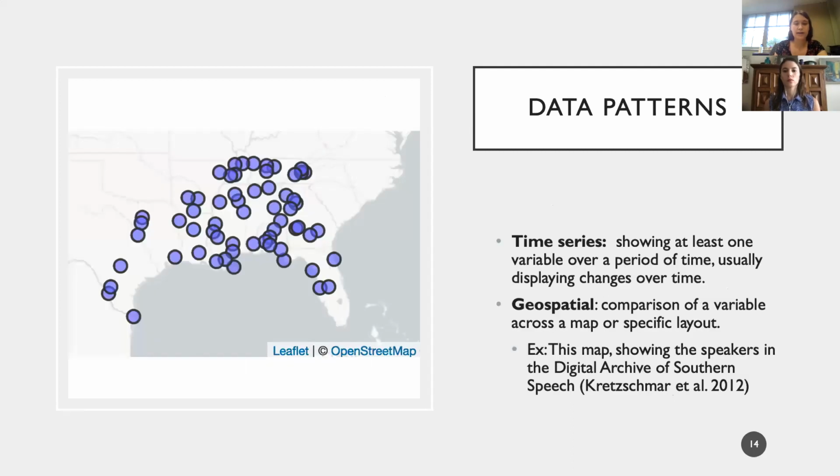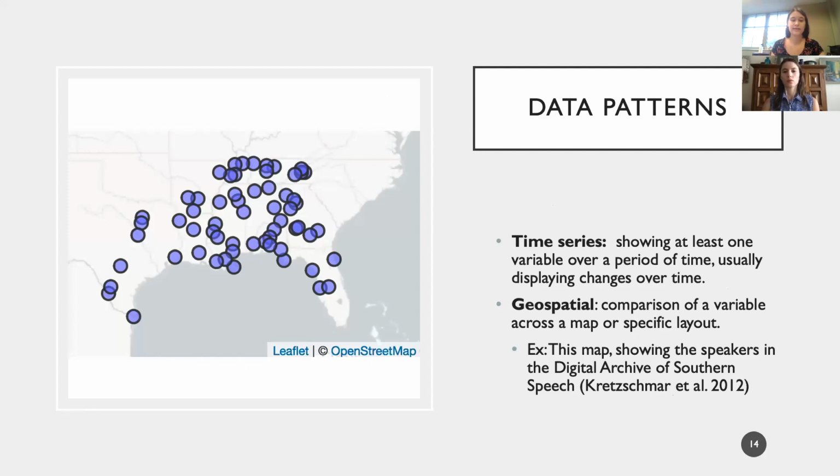You could also be tracking data over time, in which case you might want to use a scatter plot or a line graph. And then finally, you might be working with geospatial or mapping data, where you're looking at how a variable differs geographically and would want to see your data plotted on a map. And the one we have here is a map showing the speakers in the Digital Archive of Southern Speech, showing what are the locations of the speakers who are part of this corpus.